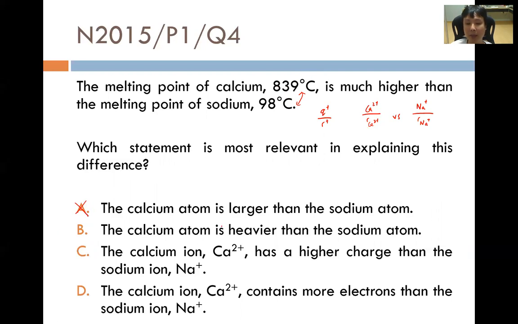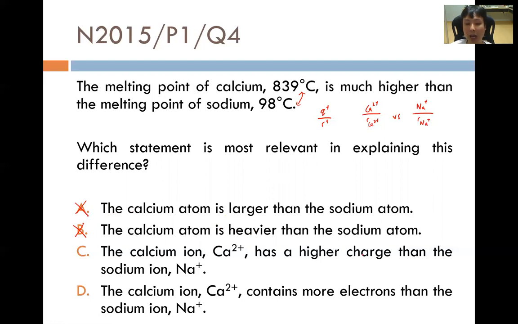The calcium atom is heavier than the sodium atom. If you look at the charge density, nothing says the factor of mass contributes to the strength of the metallic bond, and hence it also doesn't contribute to how high or how low the melting point is. So B is also wrong.